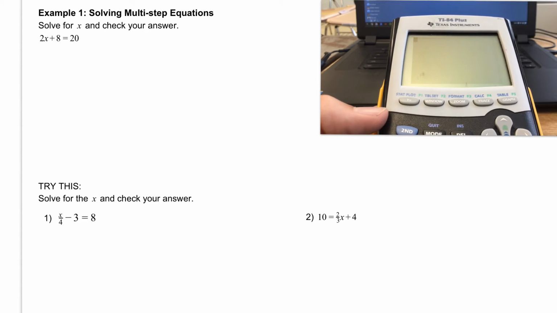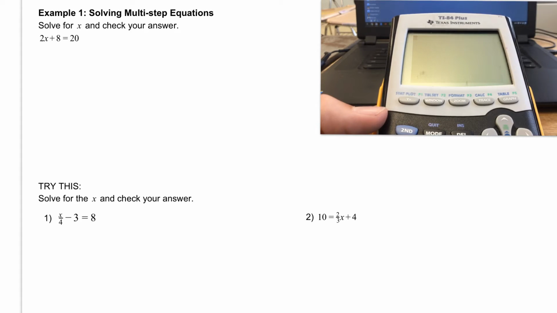So what we want to do is get x by itself. To get x by itself, we have to do the order of operations backwards. So where the order of operations tells us to do parentheses, then multiplication, division, and then adding and subtracting, when we go backwards, we're going to get rid of the addition and subtraction first. So the very first thing we have to do is get rid of this positive 8.